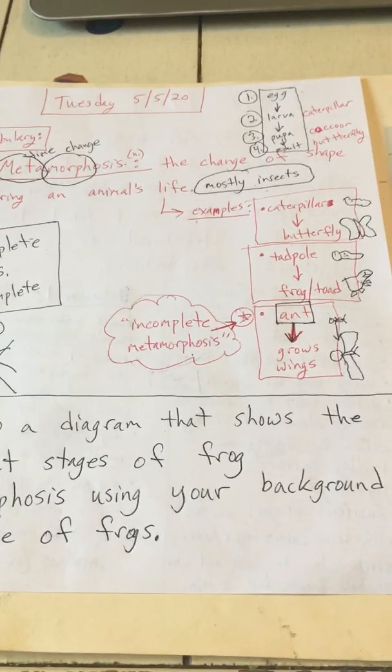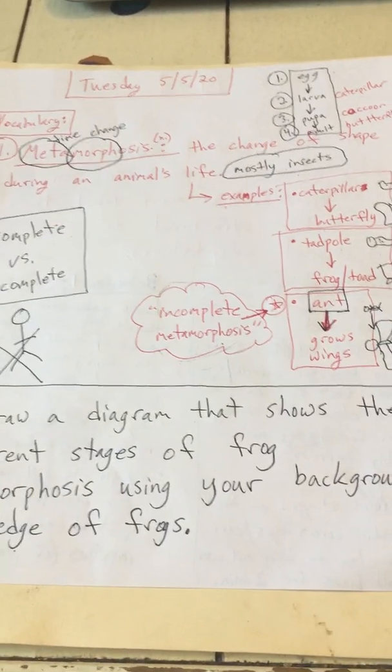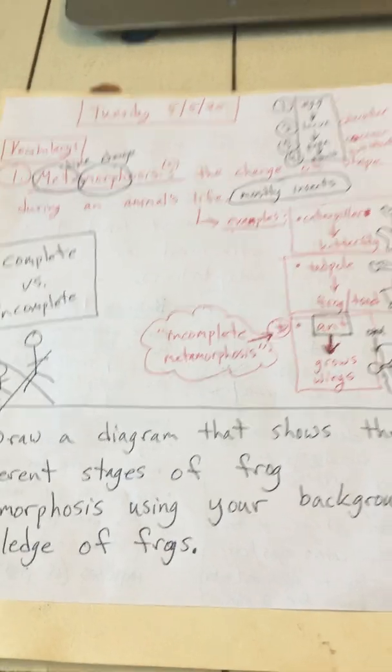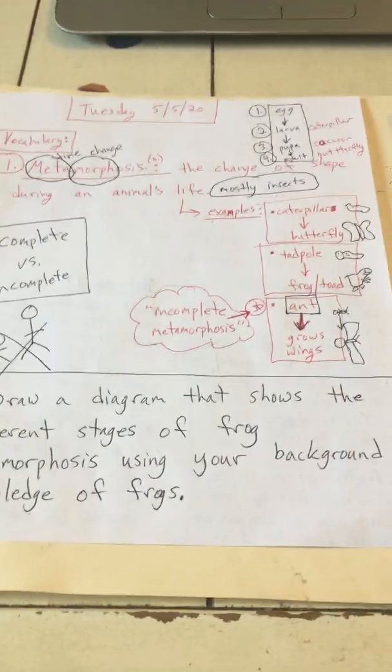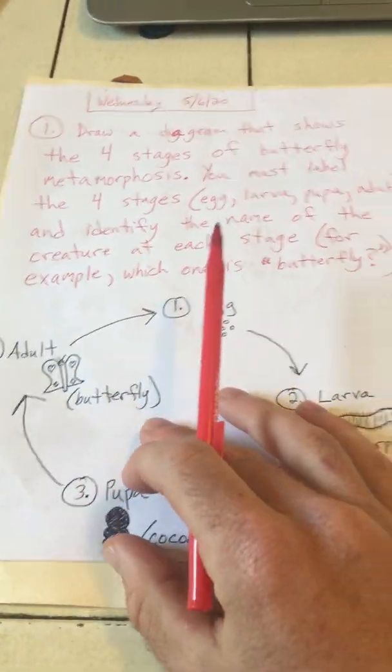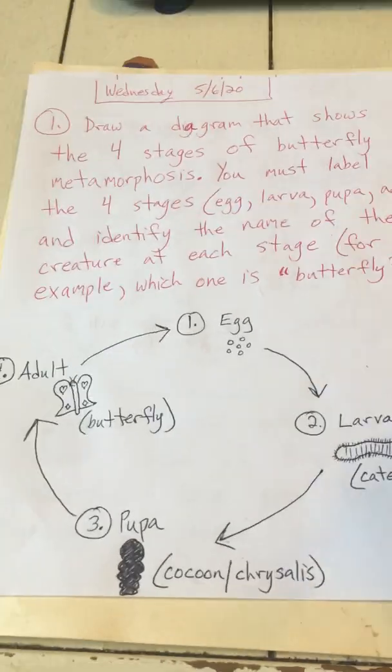Most living things do not go through metamorphosis. It is not a typical life cycle of most animals. That's what we're going to learn about today. What do most animals go through as a typical life cycle? But first, we'll go over yesterday's question.